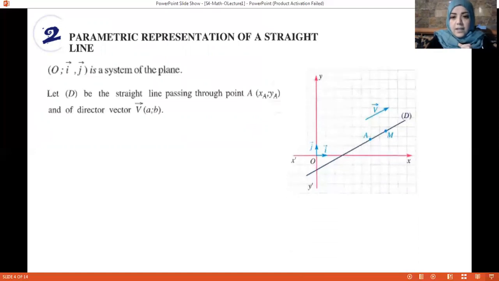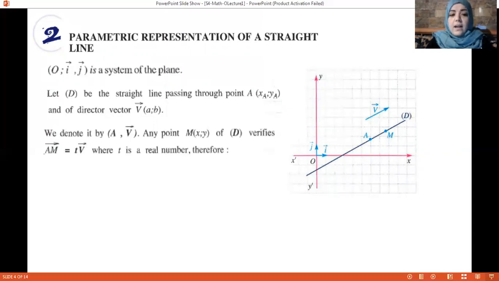Look at this diagram. We have a straight line D and a point A that belongs to the straight line D. So I have a point A that has specific coordinates x and y, and it belongs to the straight line D. And also, this straight line has a directing vector V. Okay, so the point A has coordinates xa and ya, and the directing vector V has components a and b. It's a vector, it's a normal vector.